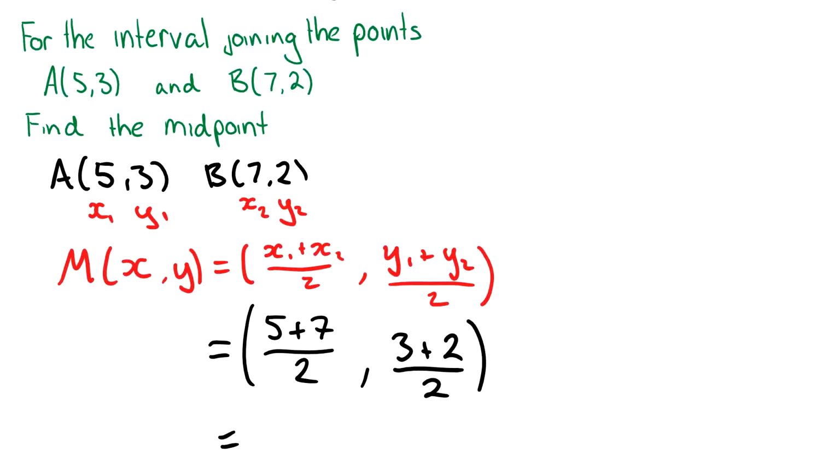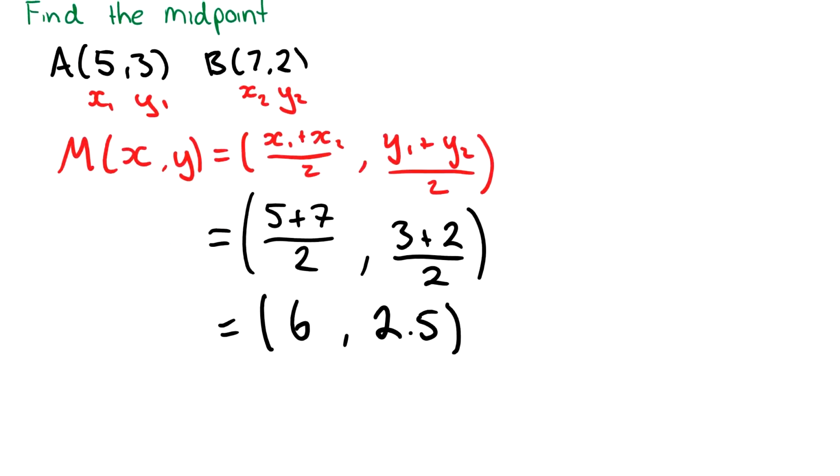Now when you go to put this in the calculator, you do each one separately. So you would use this one first, then you'd go and do this one second. Don't try to do them at the same time. So our first coordinate is 6, and our second coordinate is 2.5. So we know the midpoint of the two dots. If we have A here, and B over here, with the line connecting them, our midpoint is here at 6, 2.5.